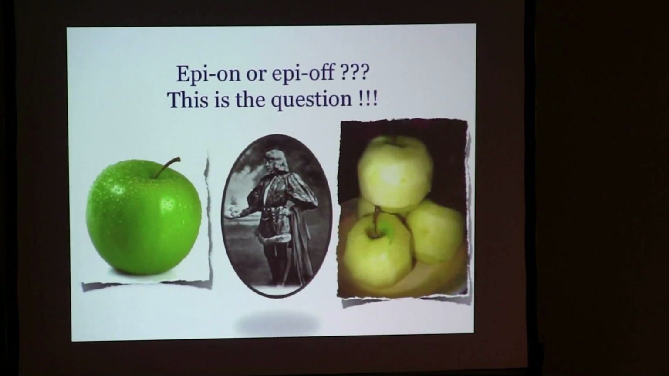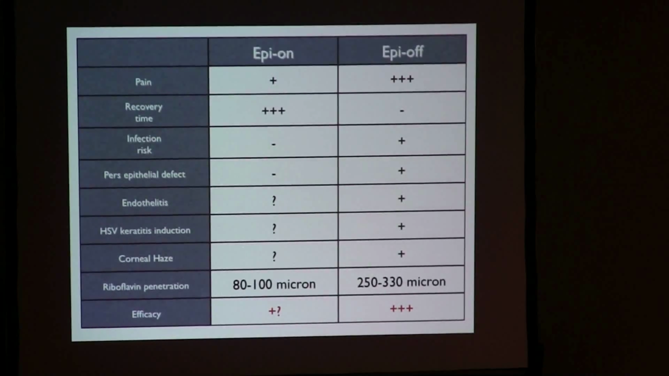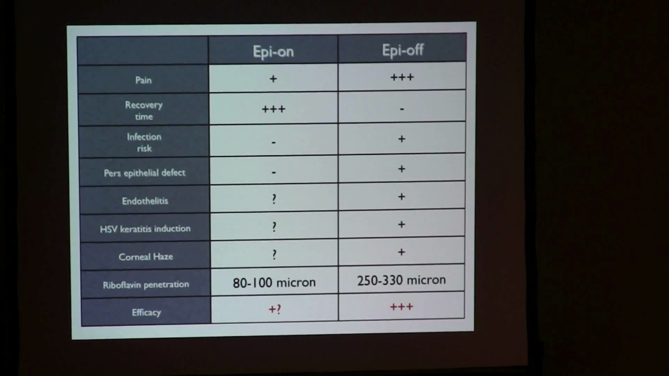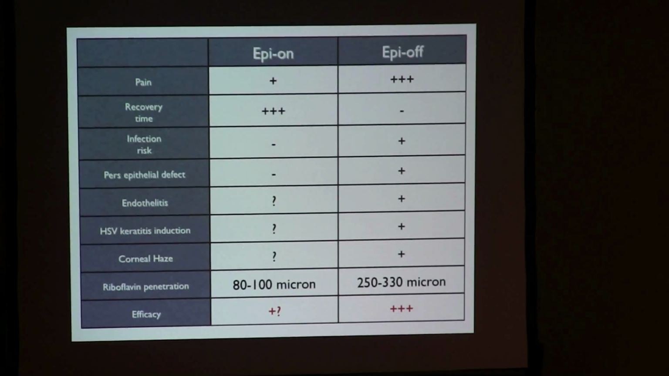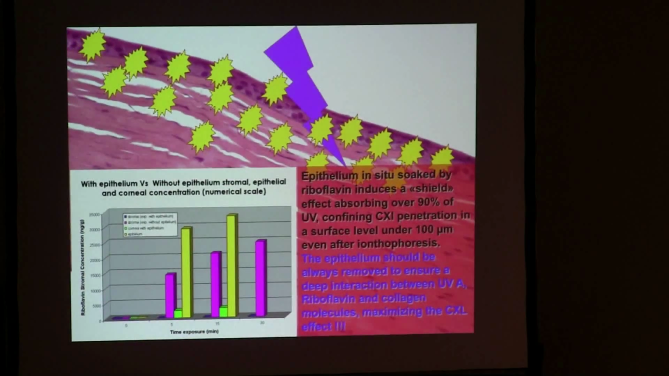So epi-on or epi-off, this is the amletic question. The problem is that epi-on is very safe, but probably is not so efficacious. And epi-off is for sure efficacious, and there are a lot of papers that demonstrate this, but sometimes it's very dangerous. The epithelium, actually, for the cross-linking, acts as a shield and absorbs more than 90% of the UV.